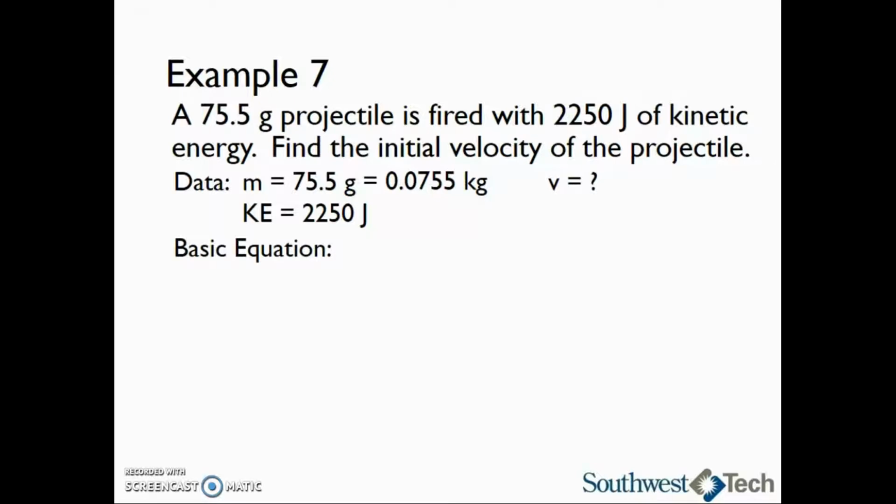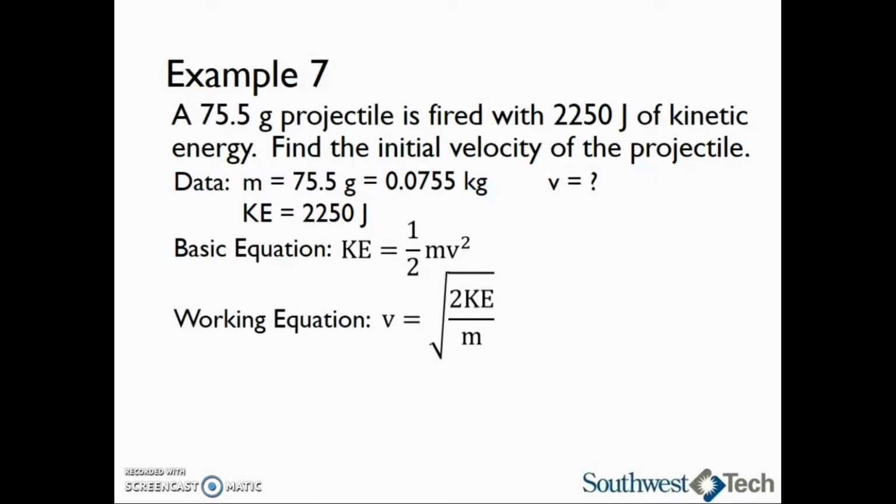The basic equation we need to calculate a problem involving kinetic energy is that kinetic energy KE is equal to 1/2 the mass times the velocity squared. In this problem, we want to rearrange the basic equation to solve for the velocity. In order to rearrange the basic equation, we will multiply both sides by 2 divided by m, and then we will take the square root of both sides to get a working equation of v equals the square root of 2 times the kinetic energy divided by the mass.